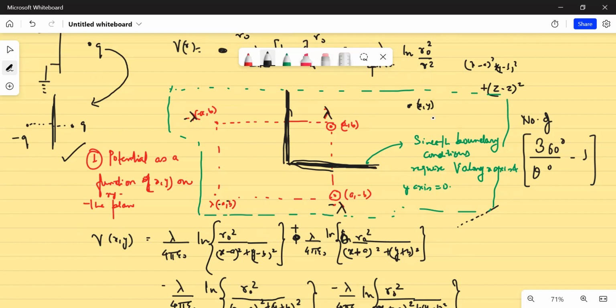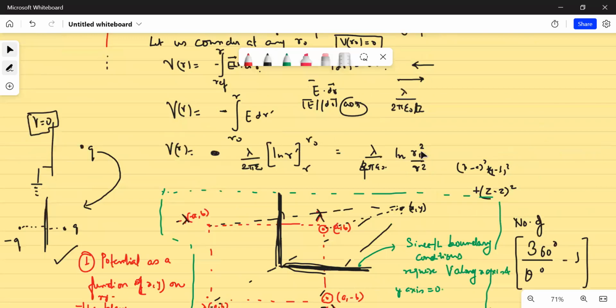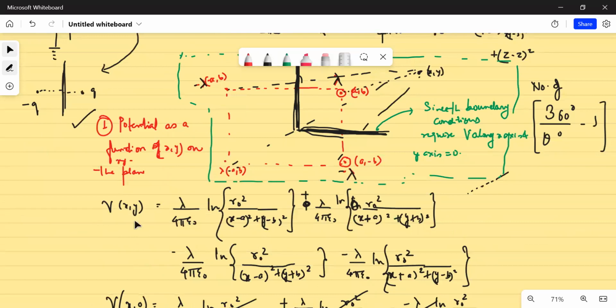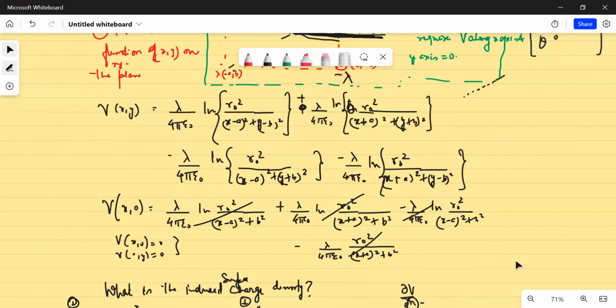Now, if I tell you what will be the potential as a function of x, y, so what would it be? I have to take the distances from here to here, from here to here, from here to here, and from this point to this point. And in this place at r, I will write the distance. R naught is some reference potential, so I'll get a potential. So potential as a function of x, y I got in this fashion.